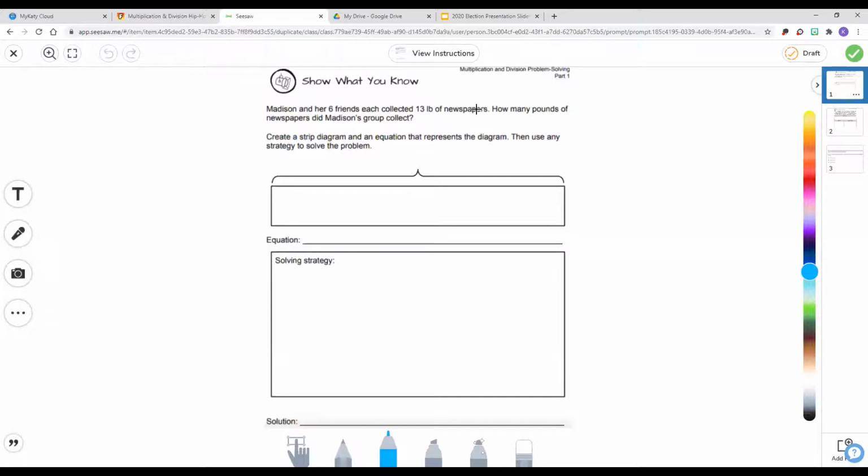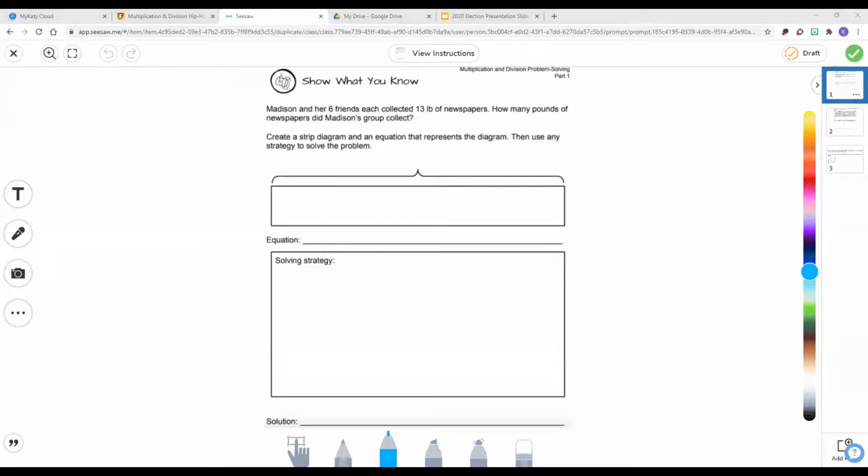So can you tell me, are you doing multiplication or division? I want to know how many pounds they collected total. So am I doing multiplication or division? I want to know the total. Gabriel, am I doing multiplication or division? Division? I want to know the total. Oh. What's the other option? Multiplication. Bella, if you can go back.